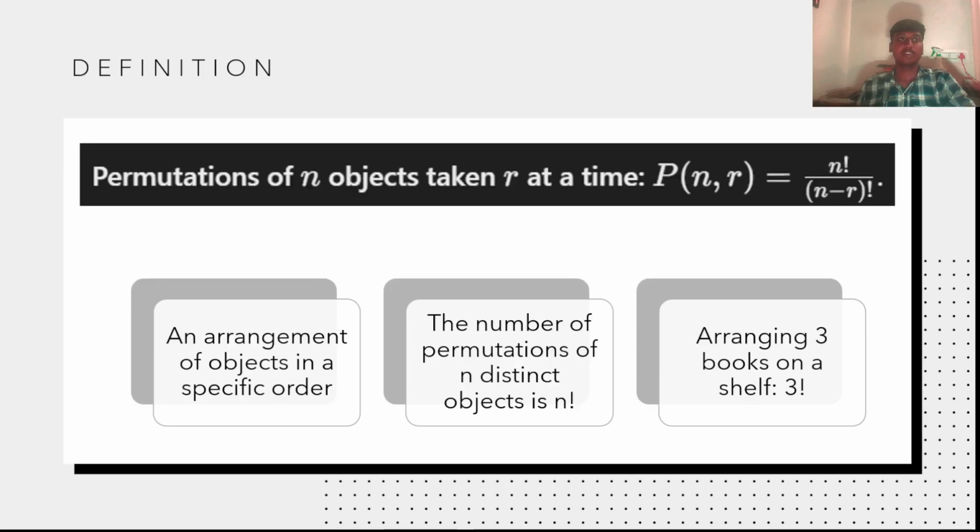Permutation. Permutation of n objects taken r at a time, that is p of n comma r, equals n factorial divided by n minus r factorial. This is the permutation formula. Definition: an arrangement of objects in a specific order. The number of permutations of n distinct objects is n factorial. Arranging 3 books on a shelf is 3 factorial, that is 3 into 2 into 1, that is 6.